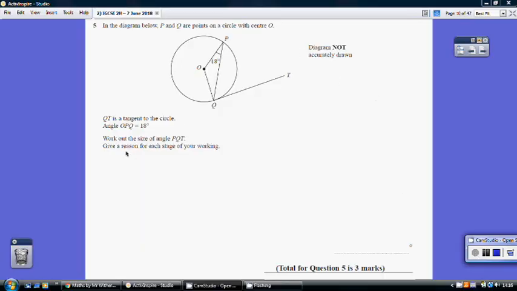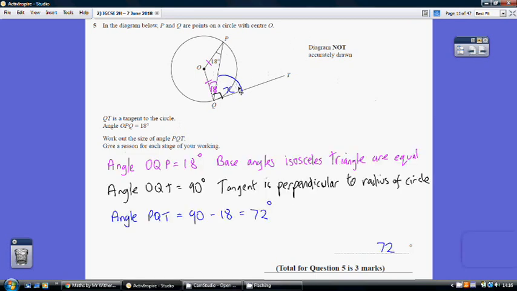Question 5. We've got to work out the size of angle PQT, which I've labelled X on the diagram. First things first, this angle OQP is also going to be 18 degrees because triangle QOP is an isosceles triangle, because both these lengths are radiuses. So the base angles of an isosceles triangle are equal, so that's the reason I've put it down there in purple. Once we've established that's 18, we're nearly there.